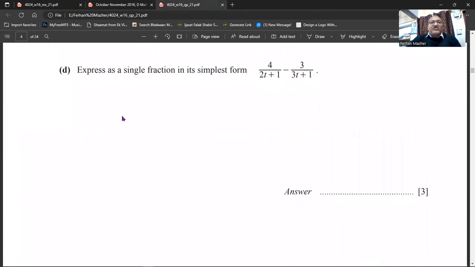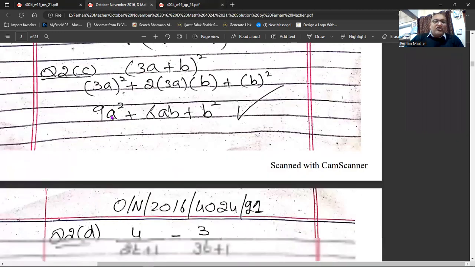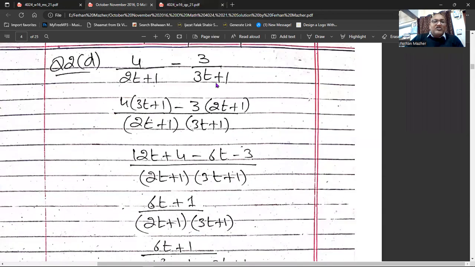Okay, question number 2 is D part. He says express as a single fraction in its simplest form. So here we have two algebraic fractions and we want to subtract them. You see they have their denominators. Both the denominators are different from each other. So I will take their LCM. Both of them will come in the LCM. So I will go like this. You see, both of them will be in the LCM. So this is your LCM.